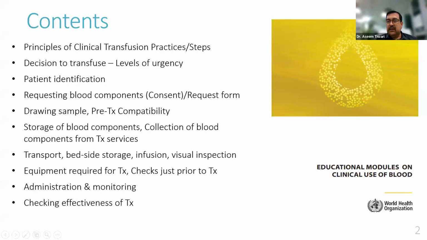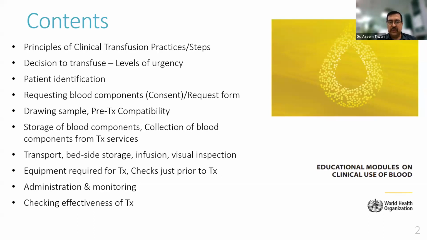The entire topic has been made from this WHO module, educational module on clinical use of blood, which is freely available on the WHO site. So the outline is that I'll be talking about principles of clinical transfusion practices, the steps, the decisions to transfuse and the levels of urgency of the patient requirement. How do we identify the patient correctly? How do we request the blood components and what does the request form look like? How do we draw the sample for pre-transfusion compatibility? And how do we do the compatibility testing?